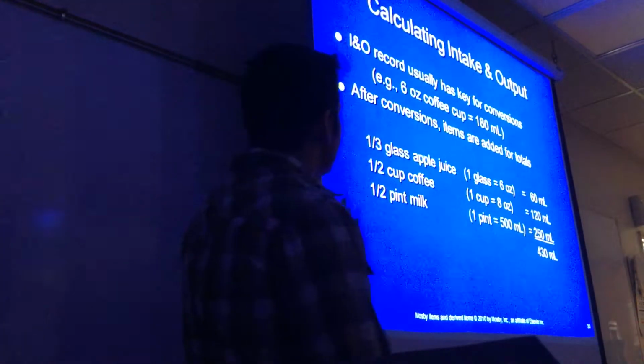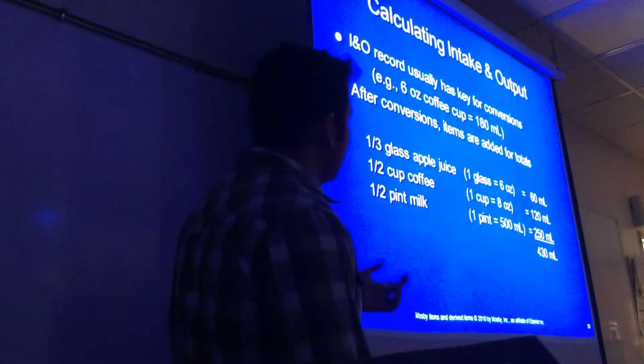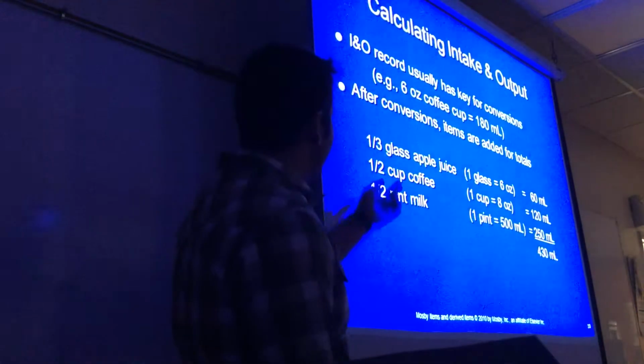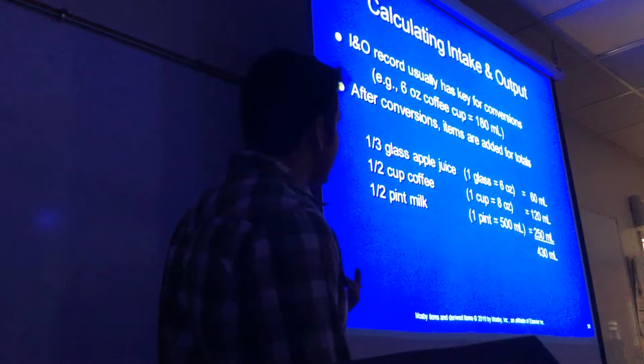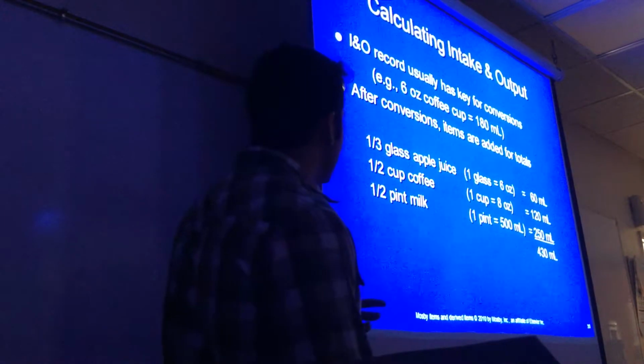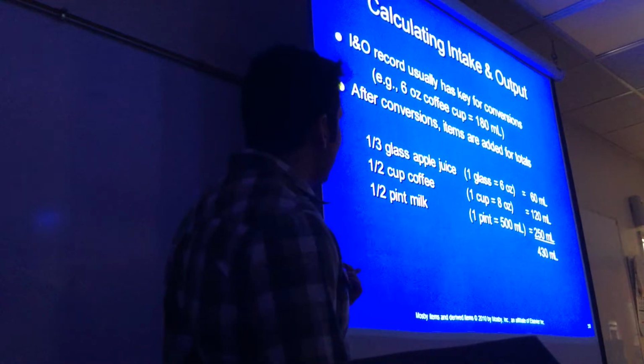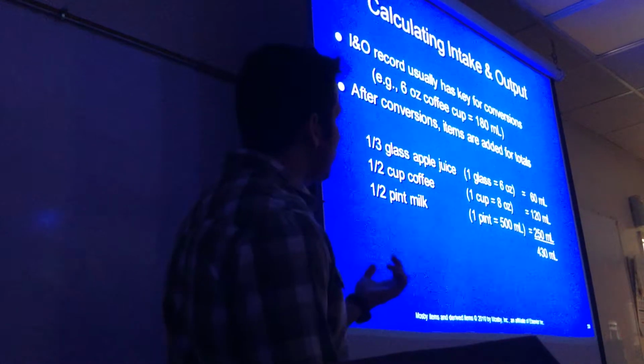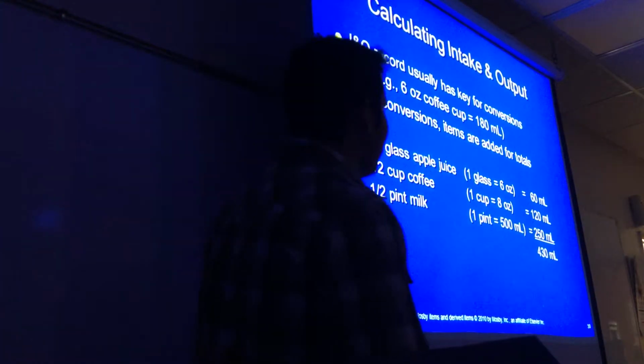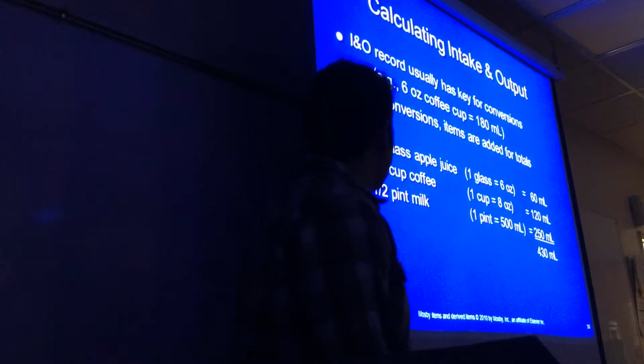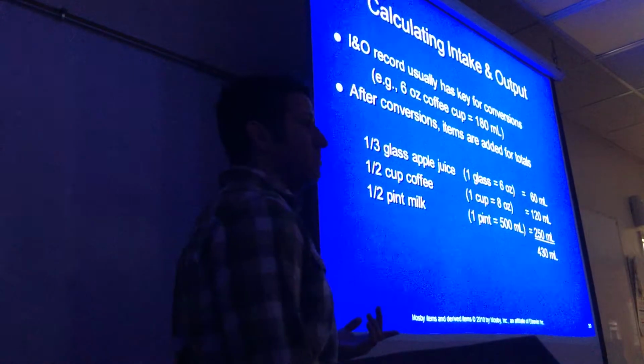So if I had a third of a glass of apple juice, one glass equals 6 ounces, we had 60 mLs there. I had half a cup of coffee, which a cup of coffee is 8 ounces, so it's 120 mLs. And then I had half a pint of milk. 1 pint is 500 mLs, so I knew that I had 250 mLs. Then I would add that all up for 430 mL total, okay? That could be with breakfast, right?